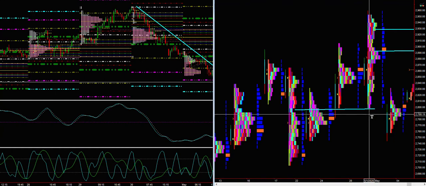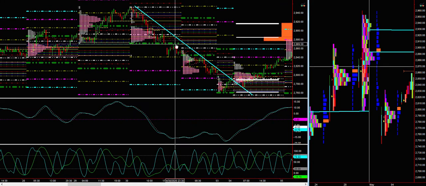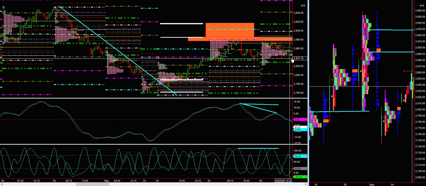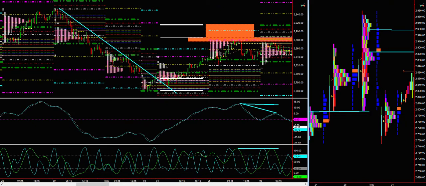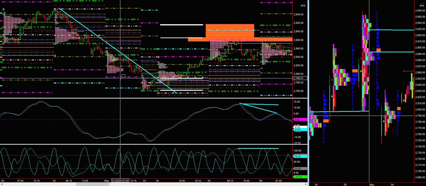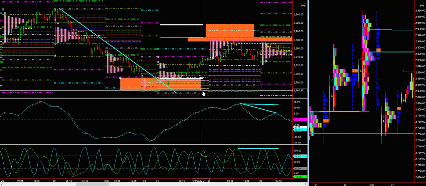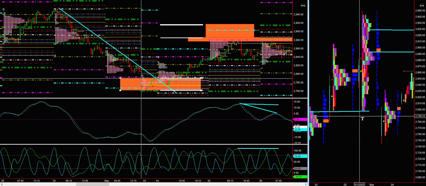Okay, so let's see how that looks. 2790 area is right here. This is not a trading spot. This is just a marker spot that, hey, this is an area of interest coming from this C. Okay, so that was there.